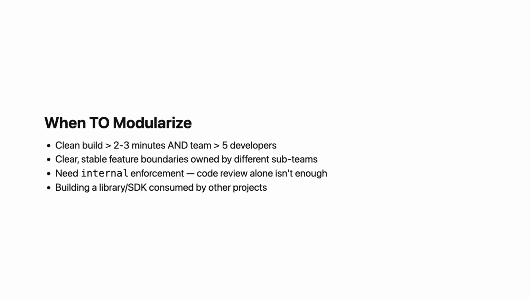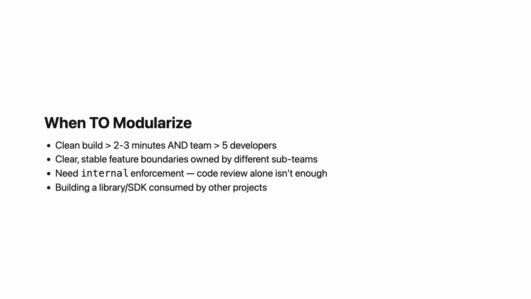Do not modularize if you are a solo developer or a team of 2 or 3. The overhead will slow you down more than the build time savings help. Do not modularize if your project is less than 6 months old and the architecture is still evolving. You will draw the wrong boundaries and spend months fixing them.